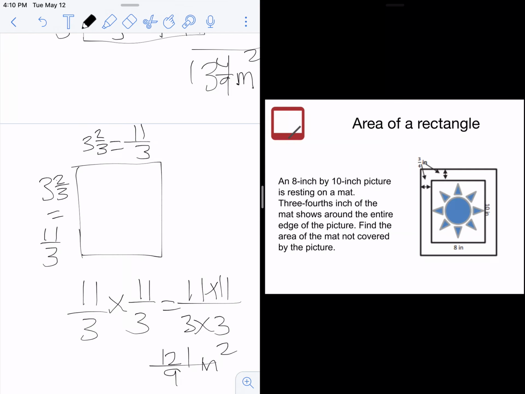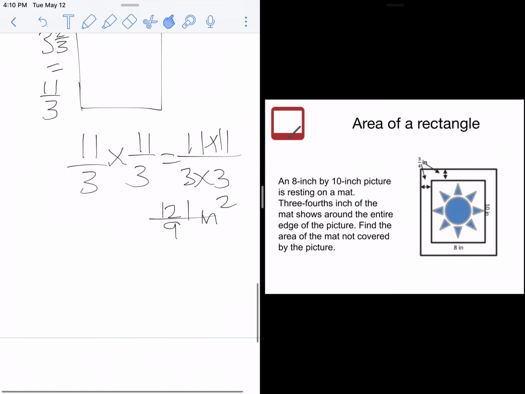Okay, 9 goes into 120. Then you would have to do your division. 9 into 121. 9 goes into 12 1 time. 9 times 1 is 9. 3. 9 doesn't go into 3.